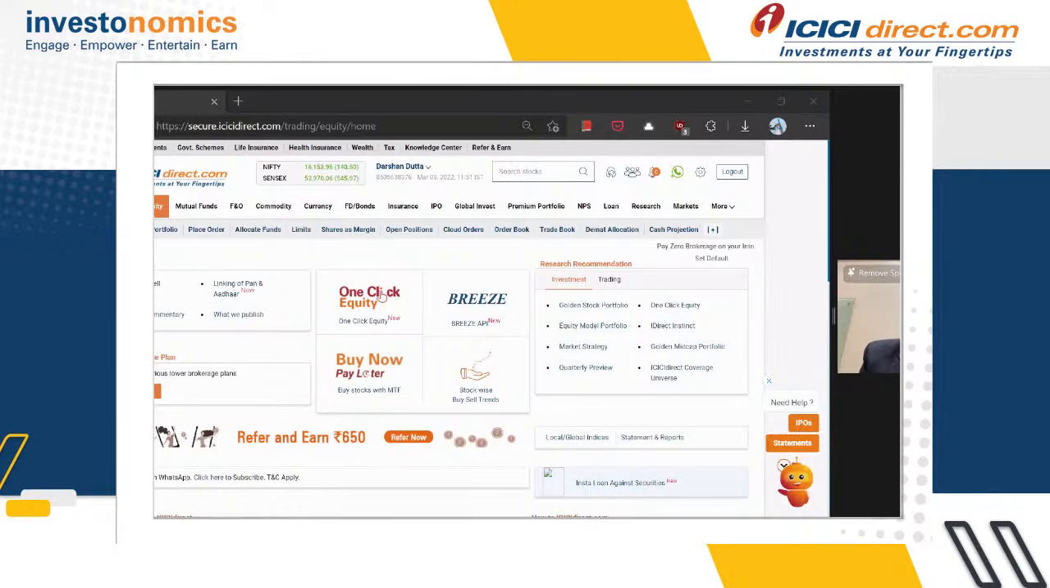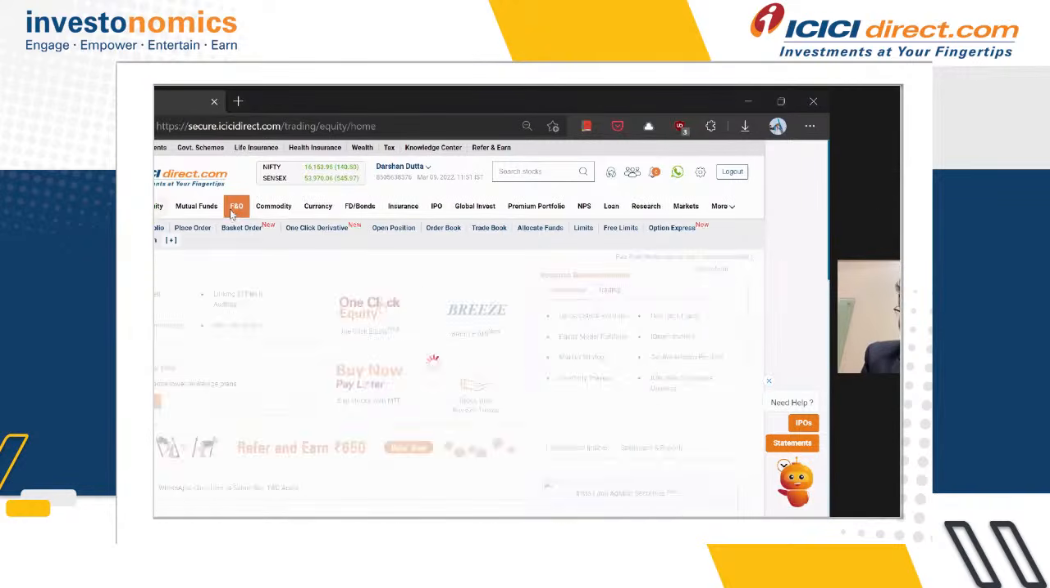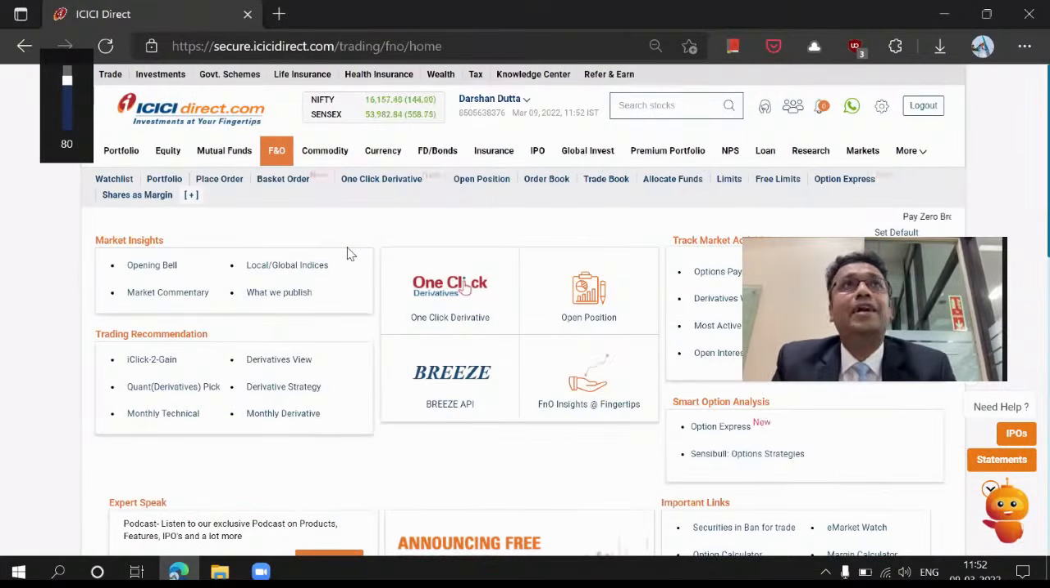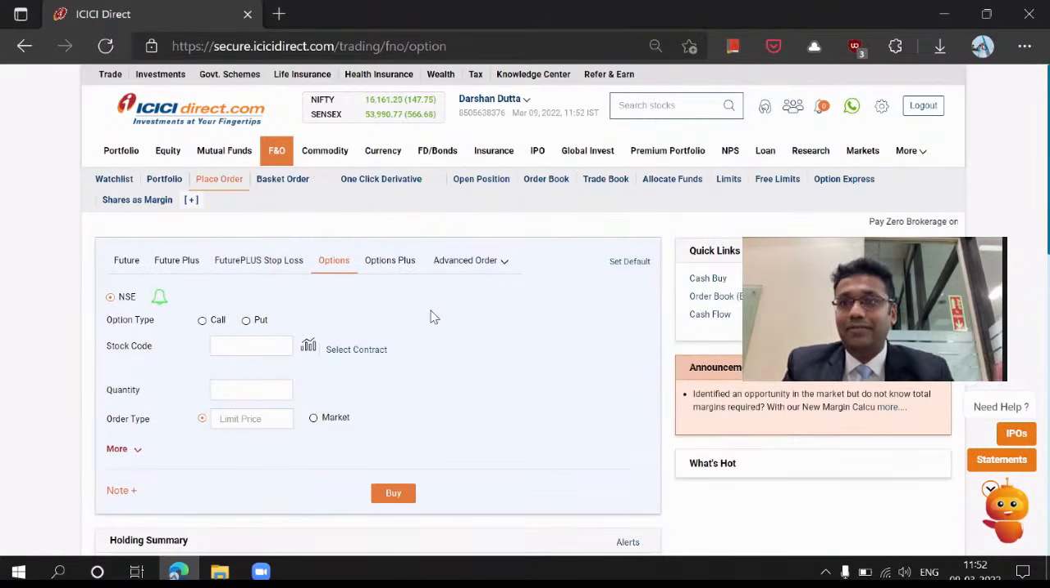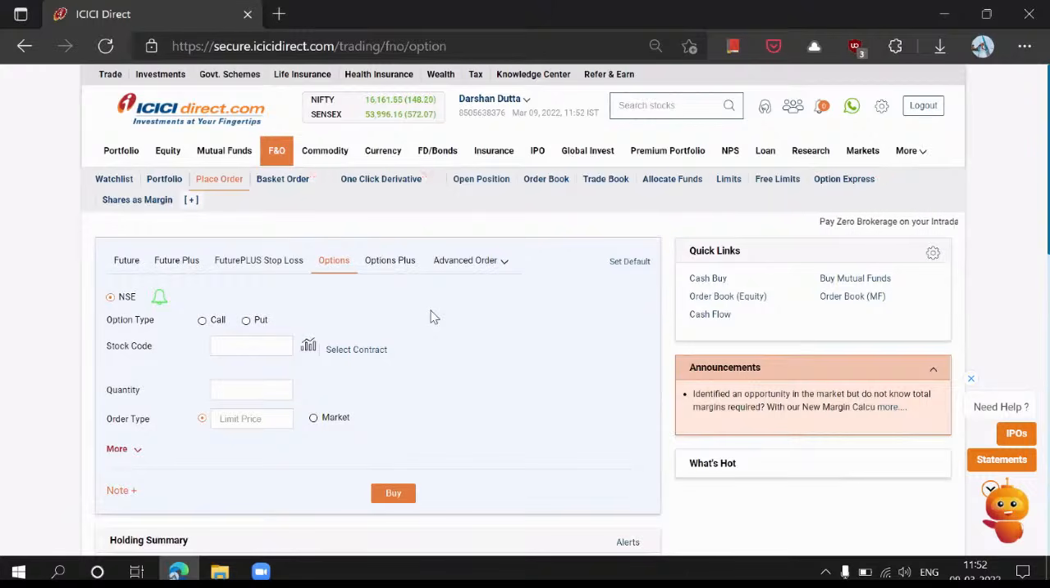If you are on Neo and you've taken a position, it's perfectly fine. The brokerage, as I said, will be charged at 20 rupees per order. There is no difference in the brokerage rates, even if you do an intraday trade or a carry forward trade. So let's say markets have moved up, and you want to buy a call option again. Let's just keep it simple.